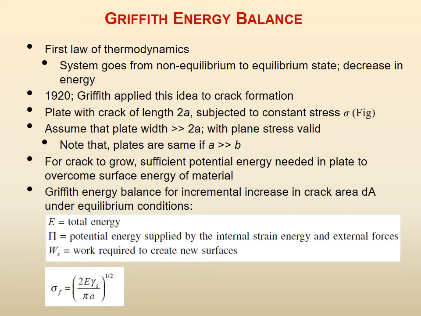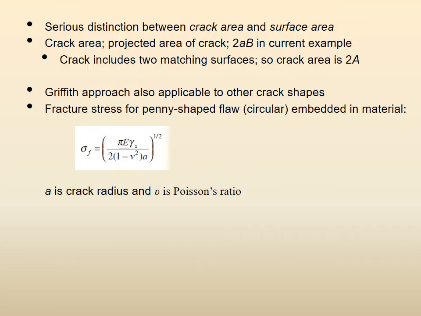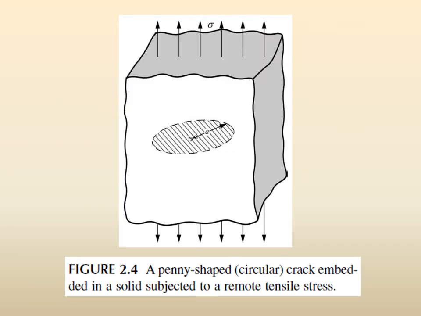We started then talking of the Griffith energy balance, where we defined E, capital Pi, Ws. We showed you that rather than taking the elliptical crack, we are taking a sharp crack. So we can treat it as an ellipse where a is much bigger than b. And then we developed that equation, and you see that there is a factor of 1 minus nu squared added to the previous equation. This equation now is an equation for a circular crack rather than a flat one. So this is the circular crack.